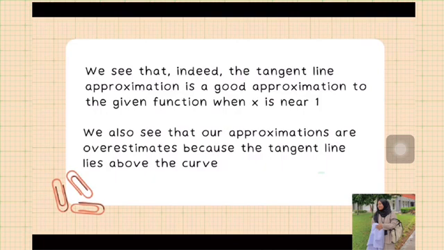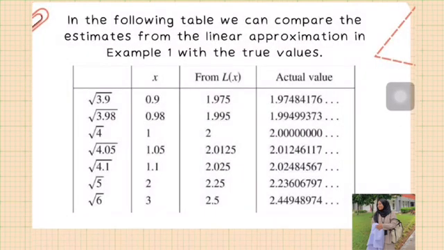So we see that indeed the tangent line approximation is a good approximation to the given function when x is near 1. We also see that our approximations are overestimates because the tangent line lies above the curve.